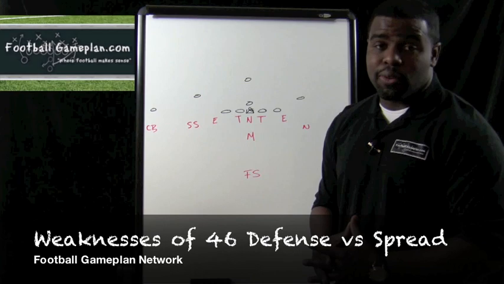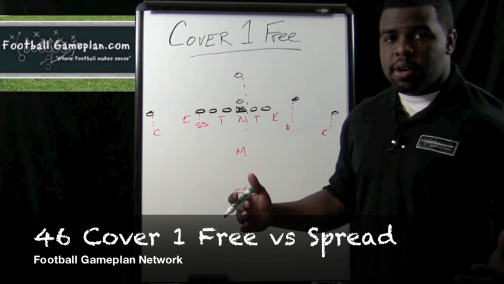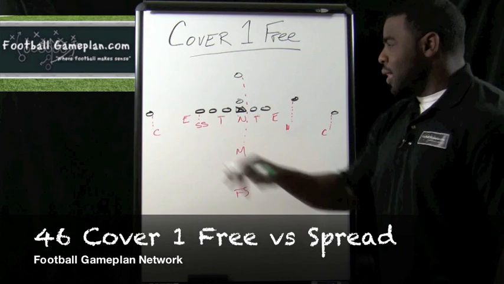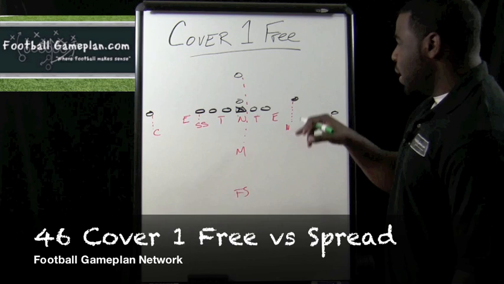Now, this is an example of cover one free in the 4-6 defense against the spread offense. Here's how you utilize this. It's man coverage across the board. You've got this cornerback on that wide receiver, the strong safety has your tight end, the Mike linebacker has the tailback, the nickelback has that slot wide receiver, and you look over here at the split, you have the cornerback.